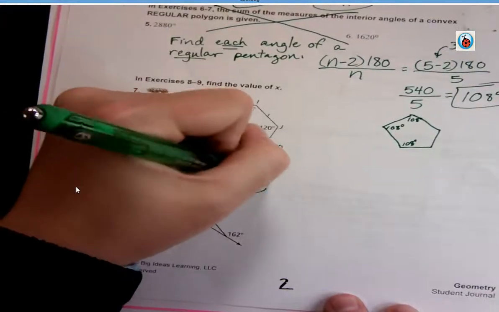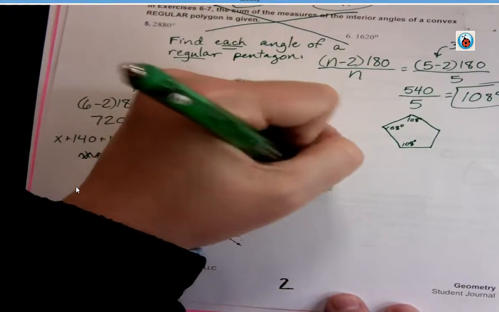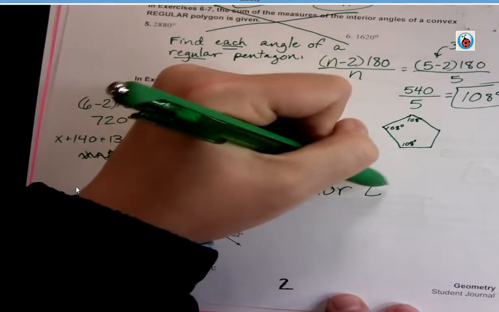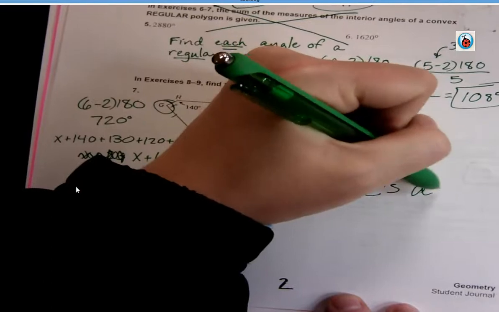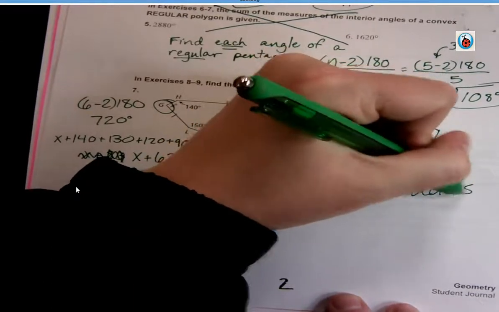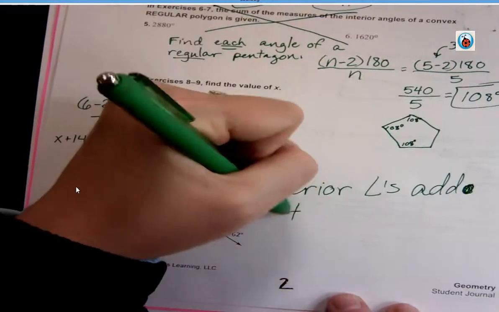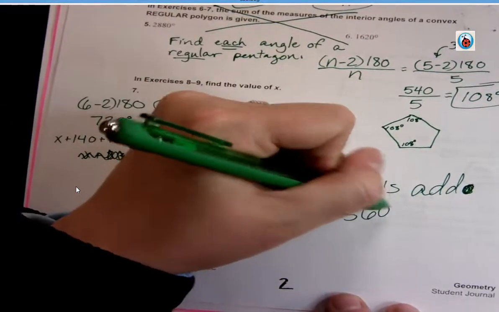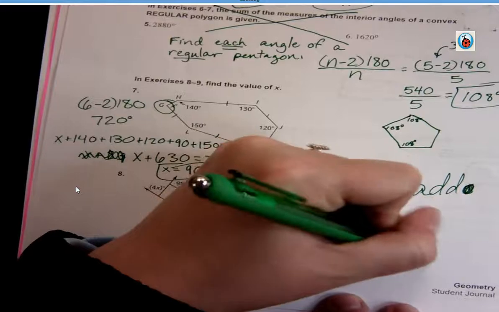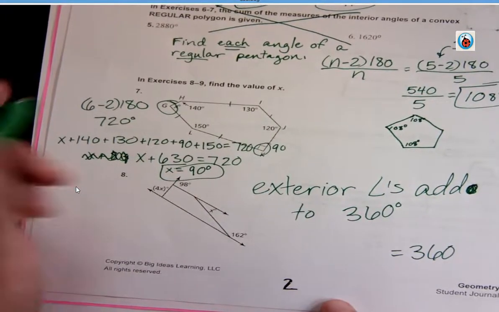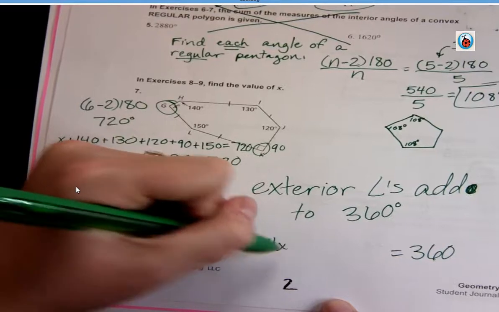These are exterior angles. I don't care how many sides the shape has. Exterior angles add to 360. No matter what, they equal 360. I don't care if there's 47 angles. They add to 360. Alright, so I'm going to add all these up.